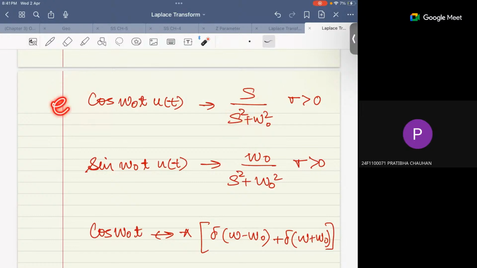If you are multiplying by an exponential here, there will be a shift in the frequency domain. So this is what happens.